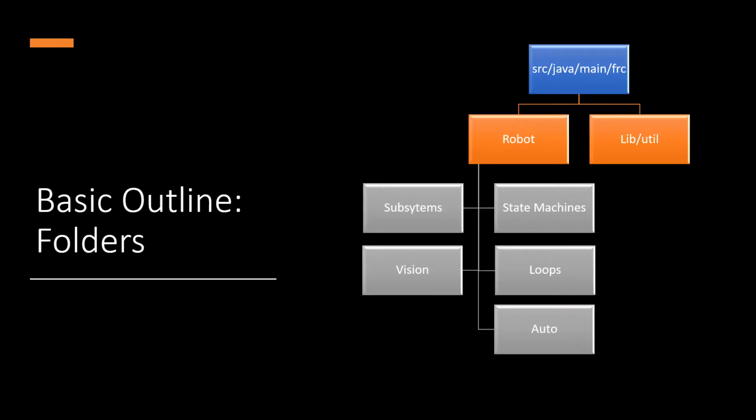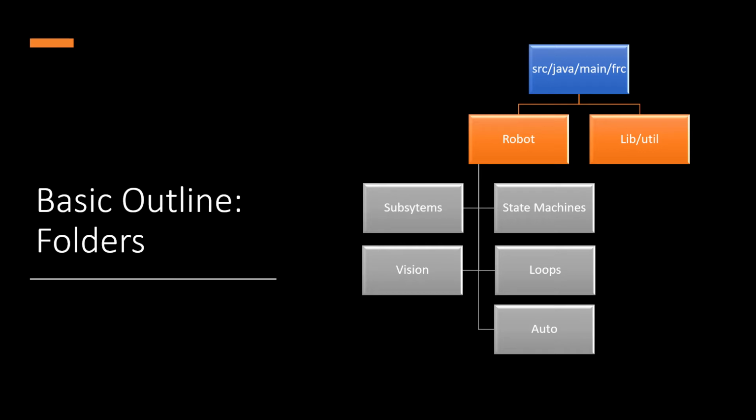So to give you a basic outline of the folders in the program, the top folder is the source folder. This is what contains the entire program. Next in the orange we have the robot folder and the library folder. The library folder contains different kinds of helper classes that we use to do various things, as well as drivers for outside sensors that are not included in the WPI library.